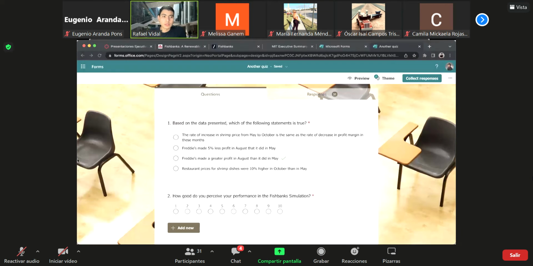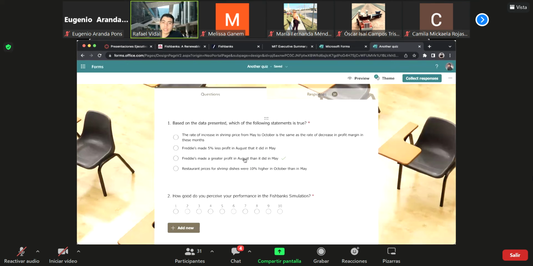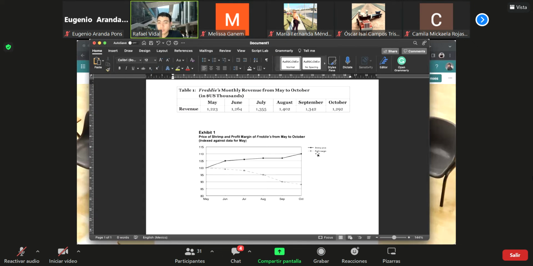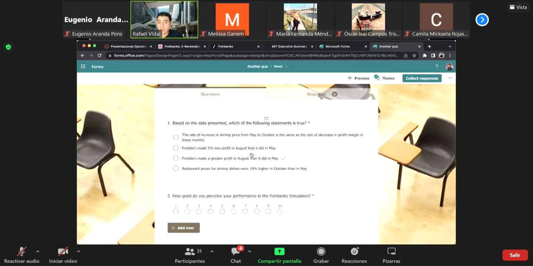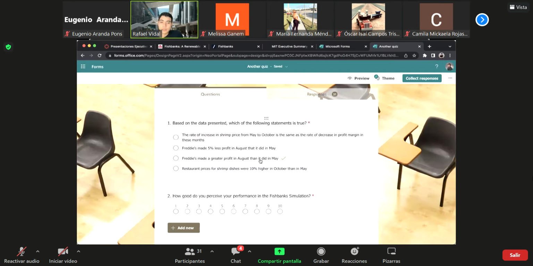So option B, Freddy's made 5% less profit in August than it did in May. So here it says profit, that's not the same as profit margin, remember. The graphs we see here are talking about profit margin. And yeah, if we are talking about profit margin from May to August, it decreased 5%, but it's not the same as profit, okay? So that's discarded as well.